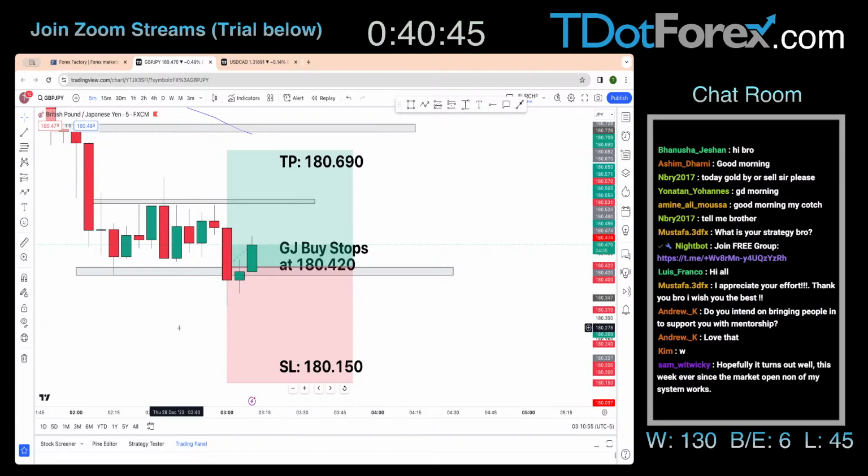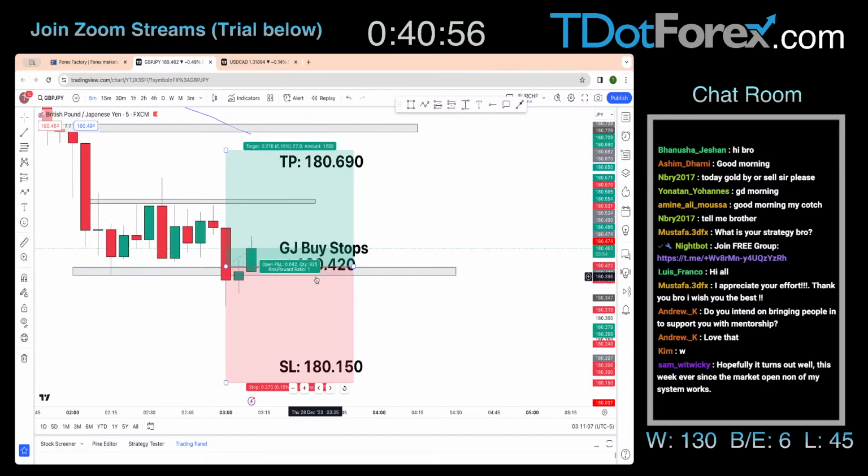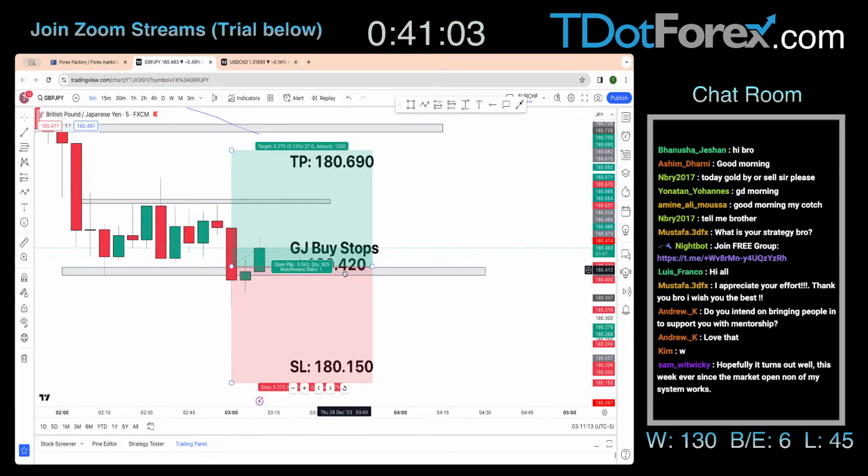Okay, hopefully it turns out well this week. Ever since the market opened, none of my system worked, right? Again, that's why I say stick to one system. Let's just say if you're not sure which system works, there's a lot of live streams out there. Live streaming is a culture now amongst a lot of traders. So go out there, find the live stream that you like, see what system they follow. If they follow multiple systems, again, I recommend sticking to one system. That way you can understand the flaws of that system over the course of whatever sample of data that you have over the course of months and so forth.